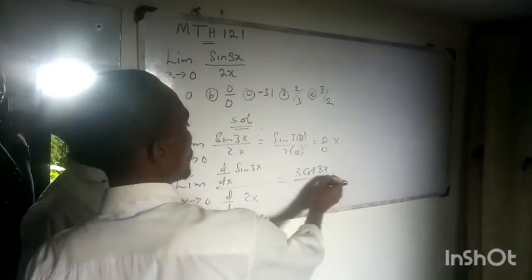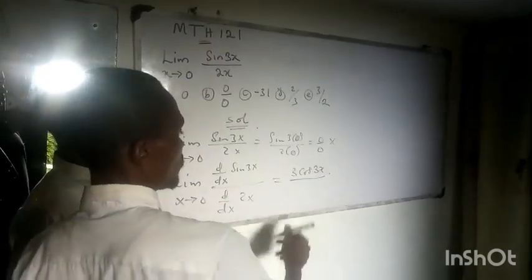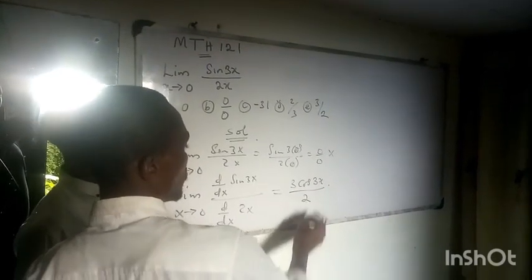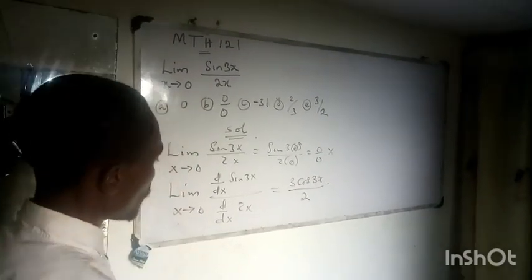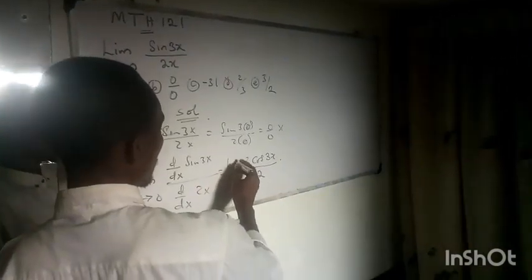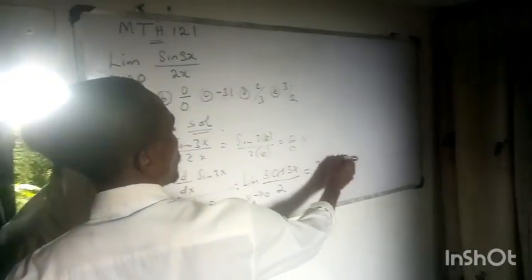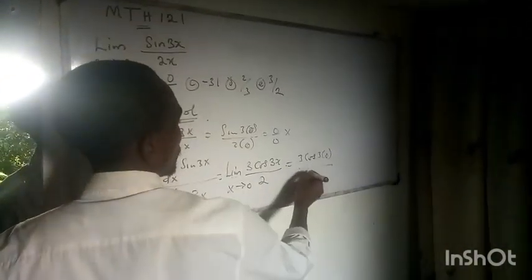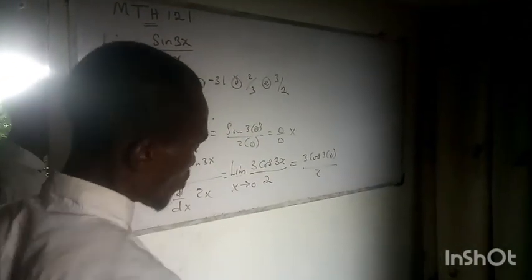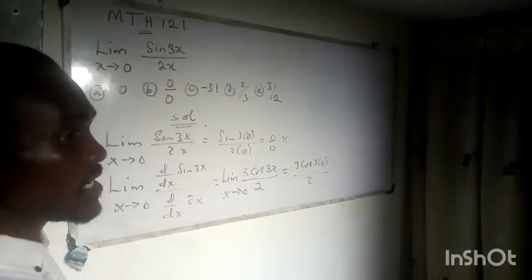So this becomes d over dx of 2x. The differentiation of this becomes 2. So we can now make our direct substitution. This becomes cos 0 over 2. So cos 0 is actually 1.